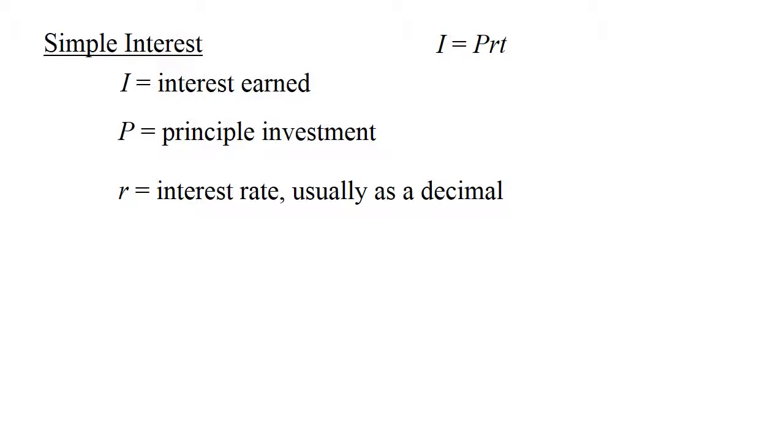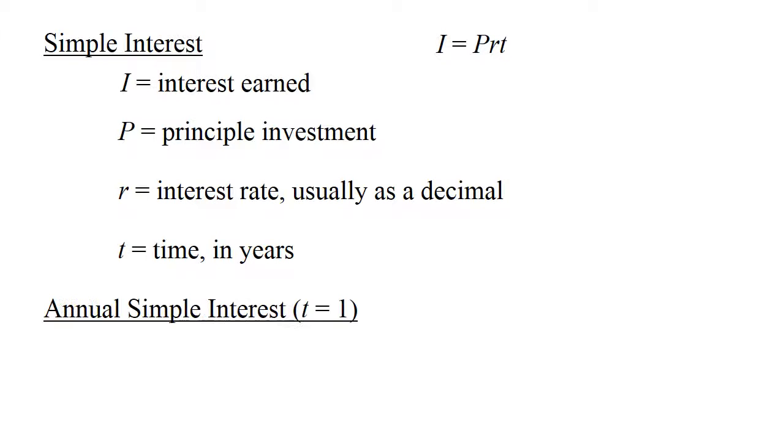R is the interest rate, usually given as a percent. But when you work with it in the equation, you usually convert it to a decimal. And T is time in years. That's the standard simple interest rate formula.